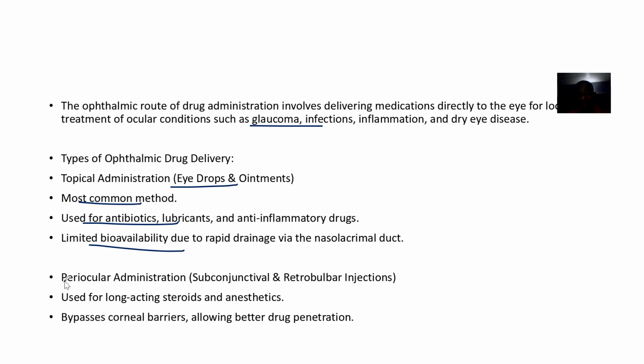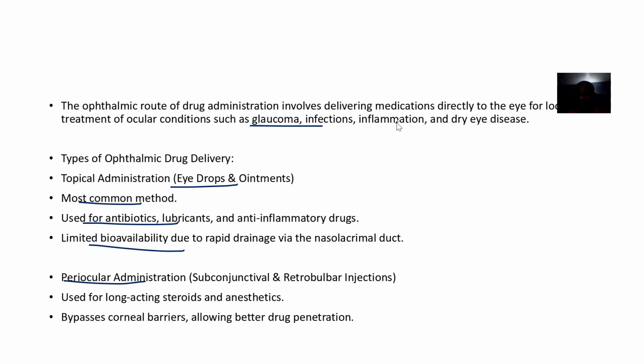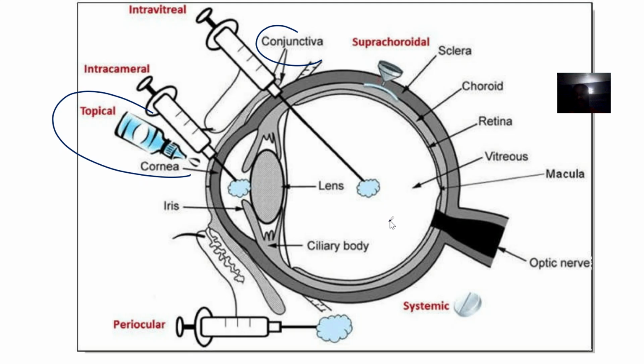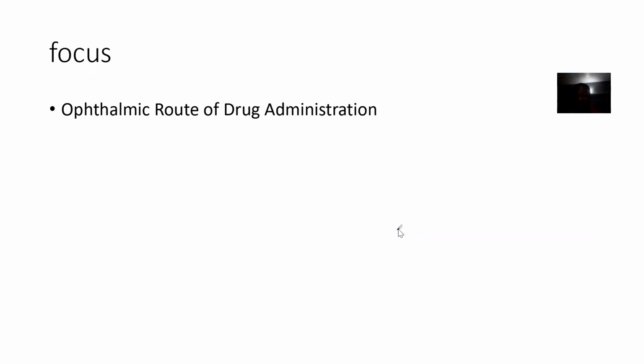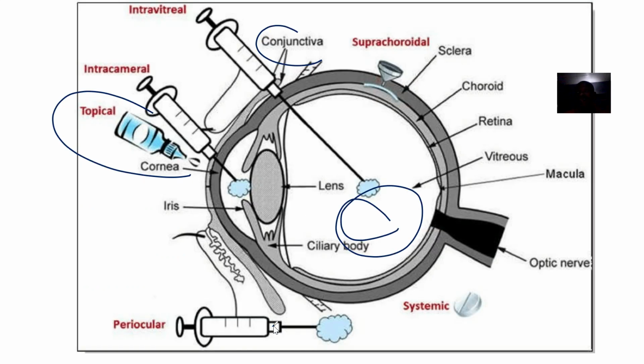Alright, so we also have the periocular administration, where you can give the drug subconjunctival, just below the conjunctiva, or you give it retrobulbar, this is at the back. So it's used for what? These are mainly used for long-acting steroids and anesthetics, when you want to numb the eye for some eye procedures. This can bypass the corneal barriers, allowing for better drug penetration. So that one, you are giving it inside, you basically use injections.